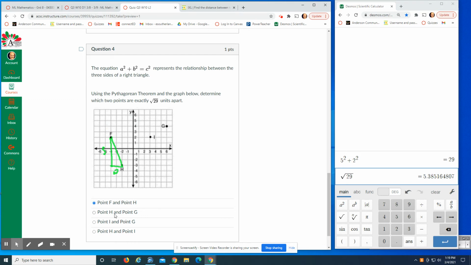So this one says H to G. Well, that would be way up here. So we know that that's not going to be close. I to G would be a 2 by 3. And then H to I would be from here to here. Now that one might be close, so we'll check the math on it. So from here to here to here, we have a 5 by 5. And if we square it and do it, it would be 5 squared plus 5 squared equals 50. And then the square root of 50 is what we need, which is bigger than the square root of 29.